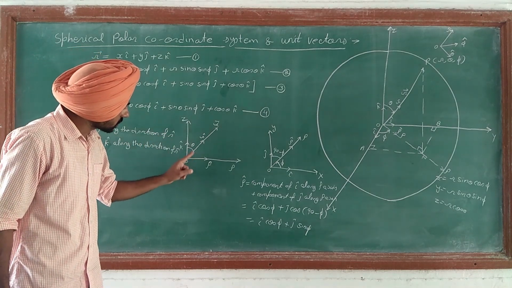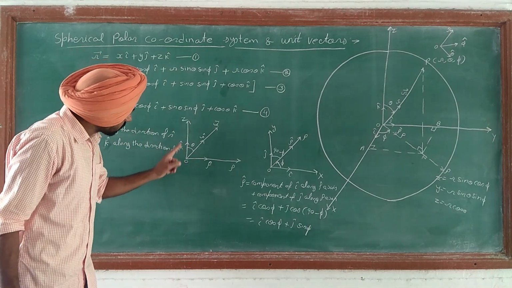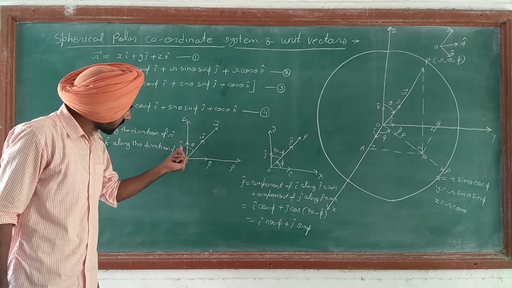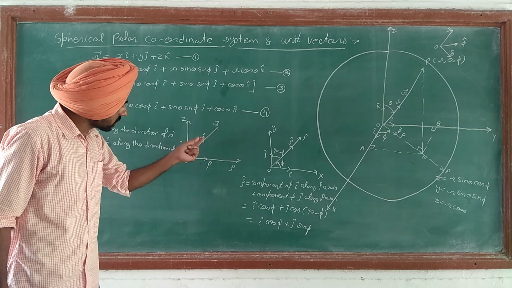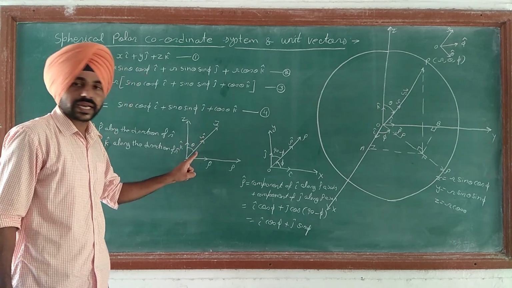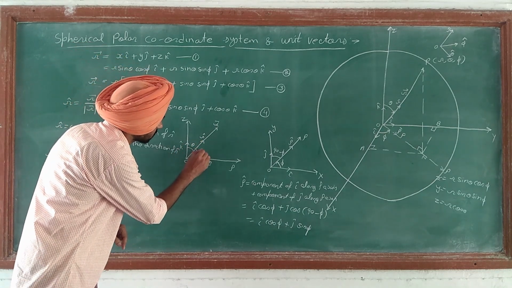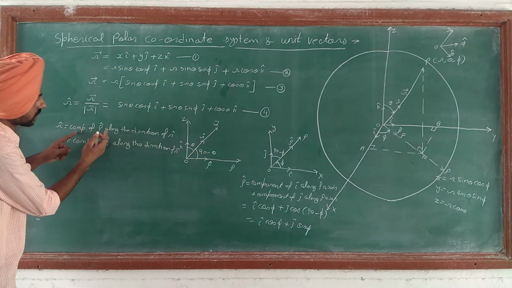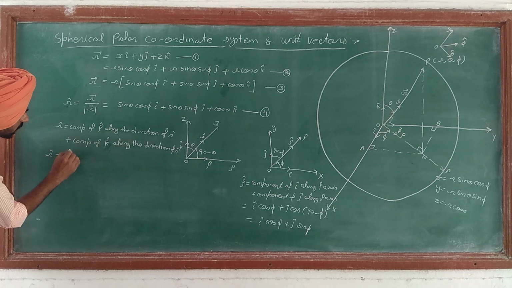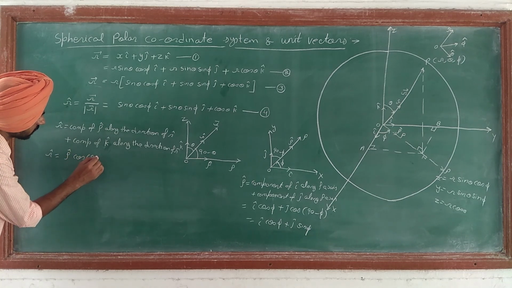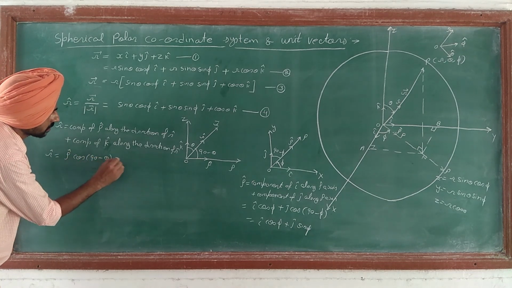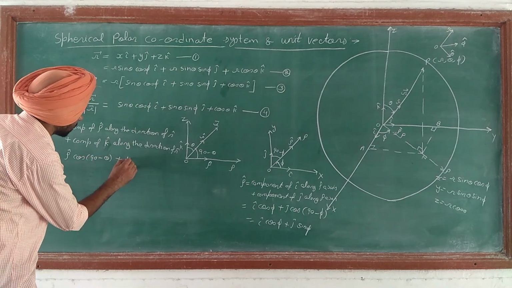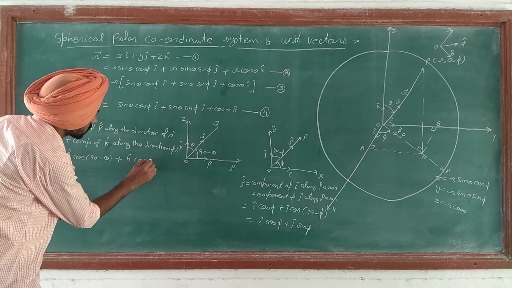So this angle between k cap and rho cap is 90 degrees. The angle between k cap and r cap is theta. That means the angle between r cap and rho cap is 90 minus theta. So it will be the component of rho cap, rho cap cos 90 minus theta, plus the component of k cap, so it will be k cap cos theta.